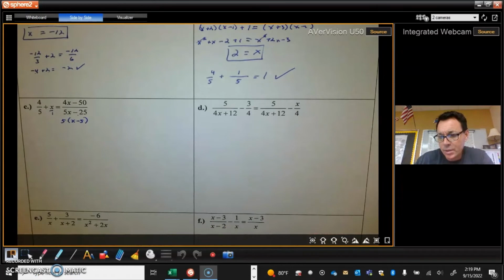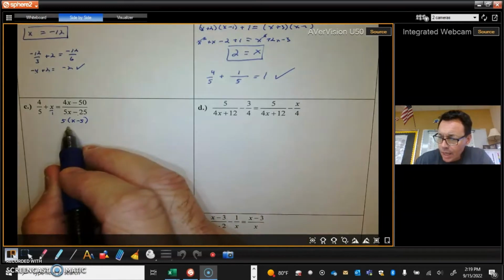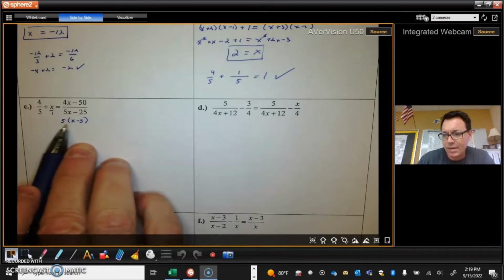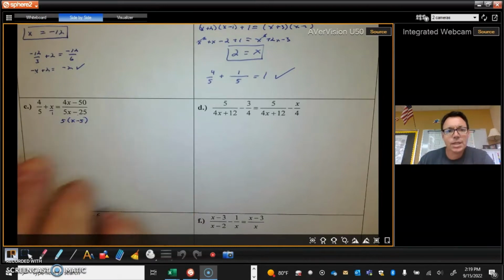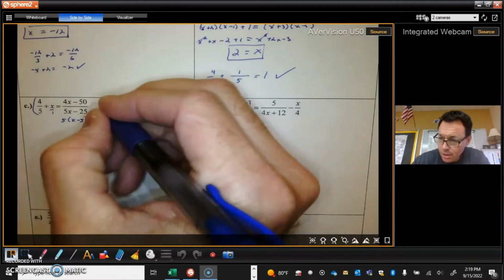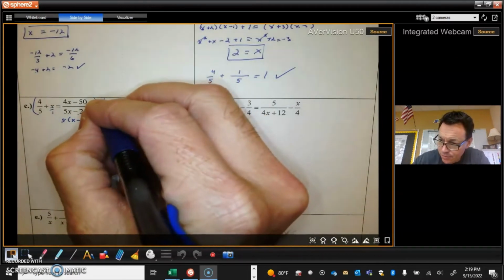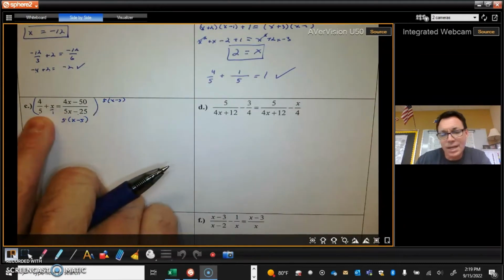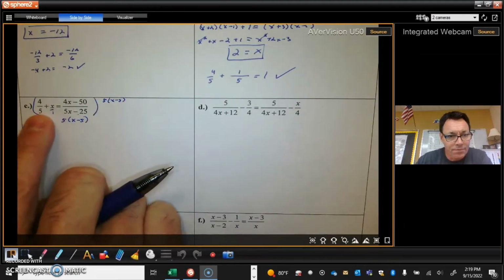So that we can see what the common denominator is going to be. And this is what we have. I have a 5, and then I have a 5x minus 5. So this denominator contains all the factors that we see. So this is our common denominator: 5x minus 5.